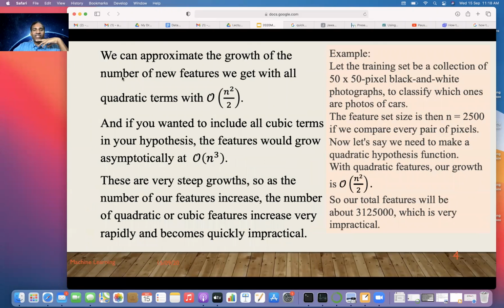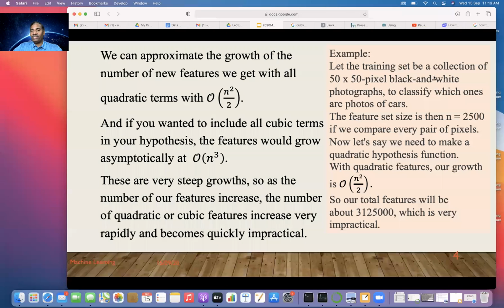So we can approximate the growth of the number of new features we get with all quadratic terms with order of n square by 2. And if you wanted to include all cubic terms in your hypothesis, the features would grow asymptotically at order of n cube. So if third order means n cube, then these are very steep growths. So as the number of features increases, the number of quadratic or cubic features increases very rapidly and becomes quickly impractical.